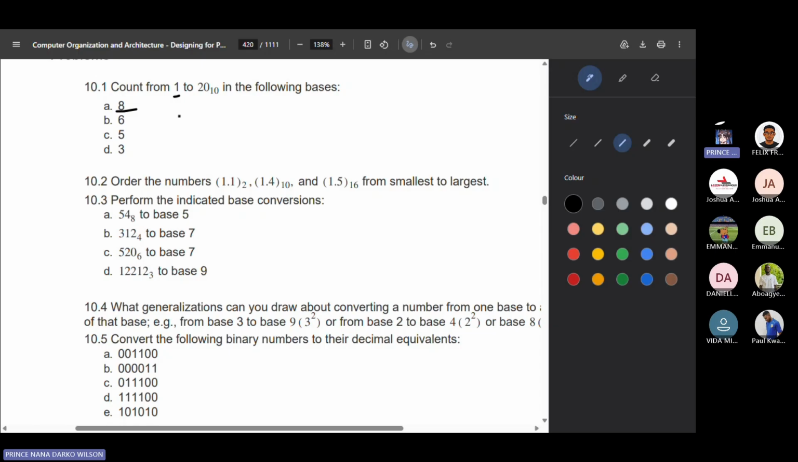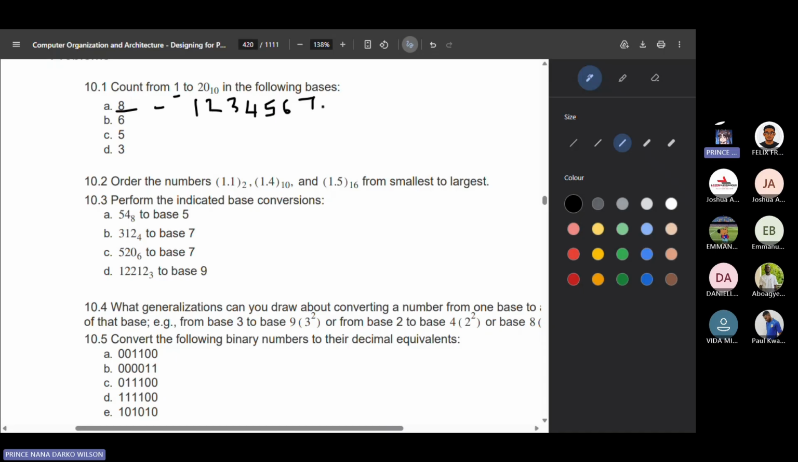So let's see how it will be when we are counting from 1 to 20 in base 8. We first have 1, that's normal. We have 2, that works. We have 3, that works. We have 4, that works. We have 5, 6, 7, and then 8 is where the first problem is.